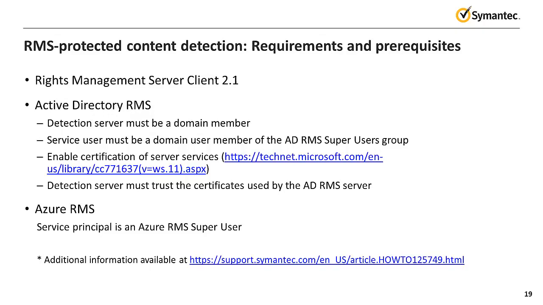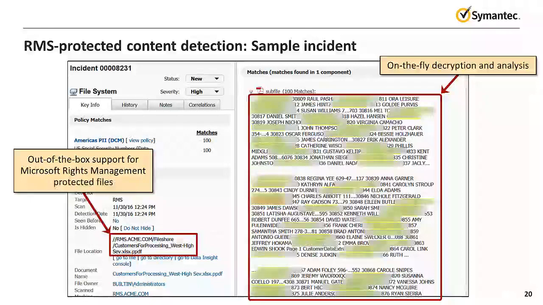Please note that RMS detection is currently supported only on Windows-based detection servers. This includes Network Prevent for email, Cloud Prevent for email, Network Discover and Cloud Storage, Network Monitor, and Network Prevent for web. This figure shows an example of an incident captured when Network Discover scans an RMS-protected file. The window on the right shows the on-the-fly decryption and analysis that the system performs.